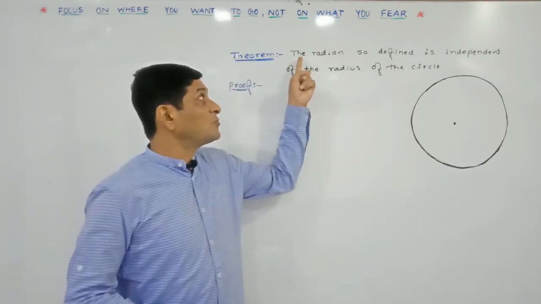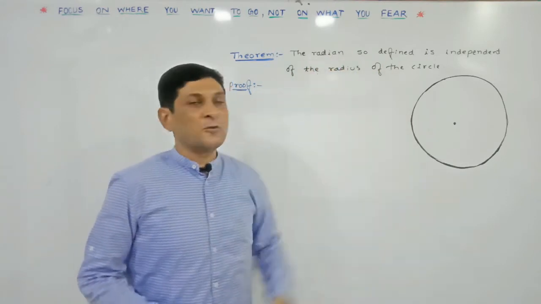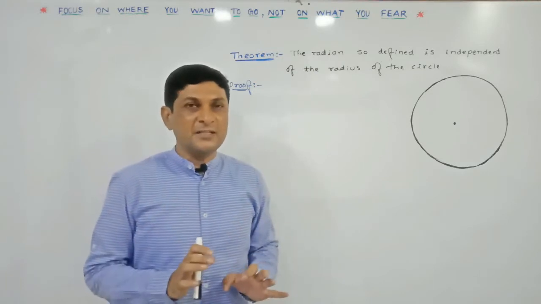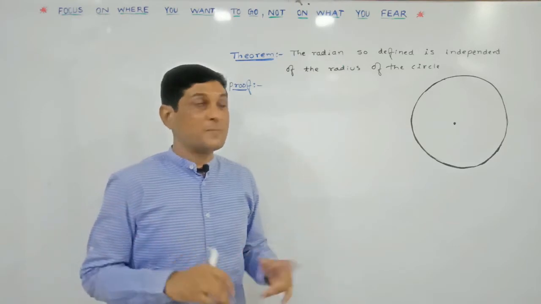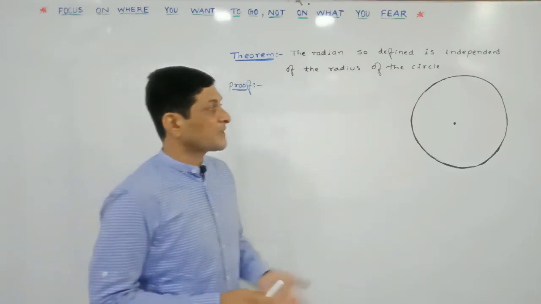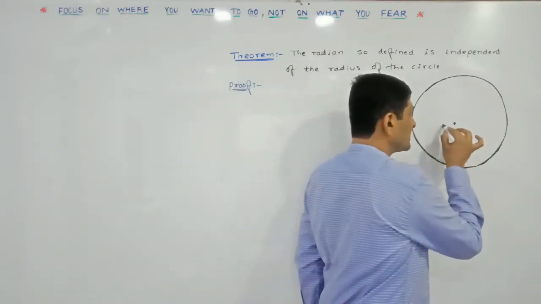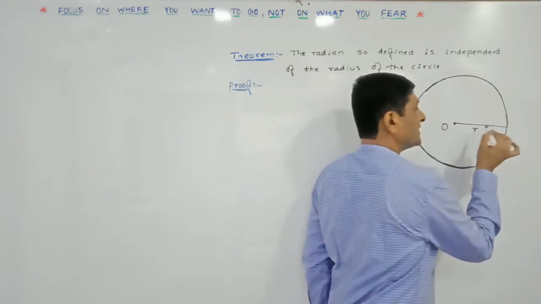Now let us try to prove a very important theorem. In this theorem, we have to prove that the radian so defined is independent of the radius of a circle. Meaning the measure of the radian is independent. Independent means what? Not dependent. Not dependent on what? The radius of a circle. Let us try to prove this result with the help of this circle. So we are supposing that O is the center of a circle and R is its radius.